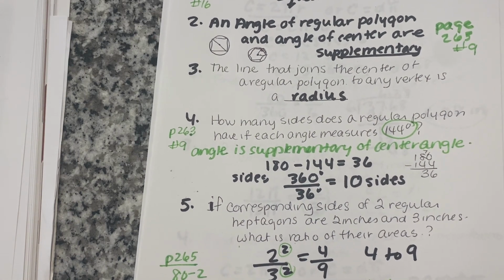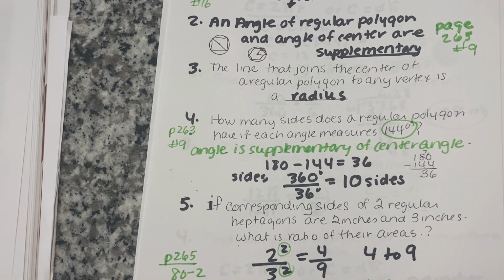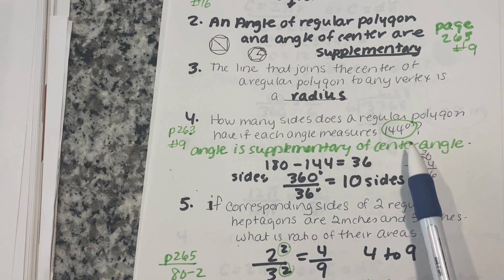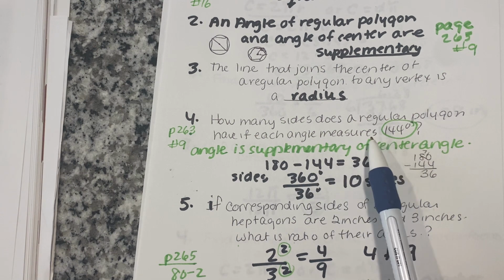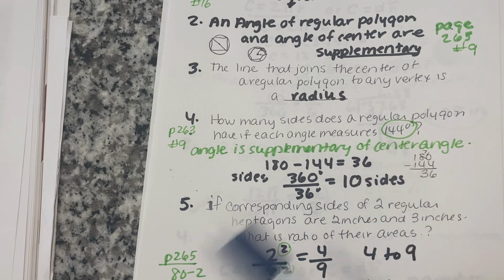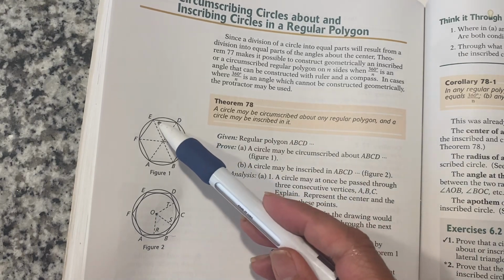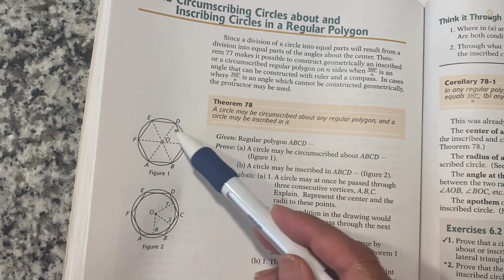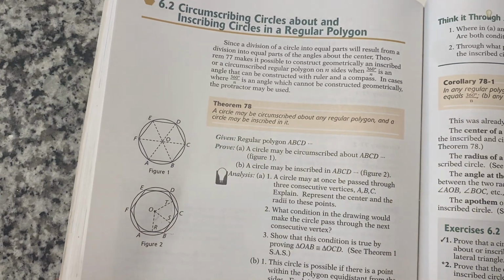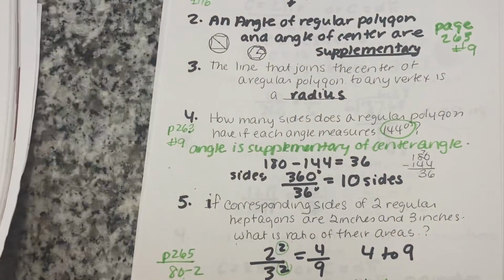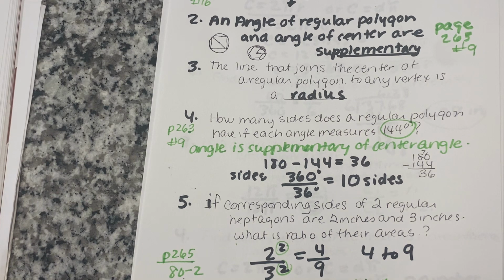Number 4. How many sides does a regular polygon have if each angle measures 144 degrees? Okay, so we need to know how many sides it has. First of all, we know each angle measures 144 degrees. So let's look at this picture that we had here. Say that you had each of these angles, and this angle here measured 144 degrees. So now we need to know, basically, how many sides does it have?